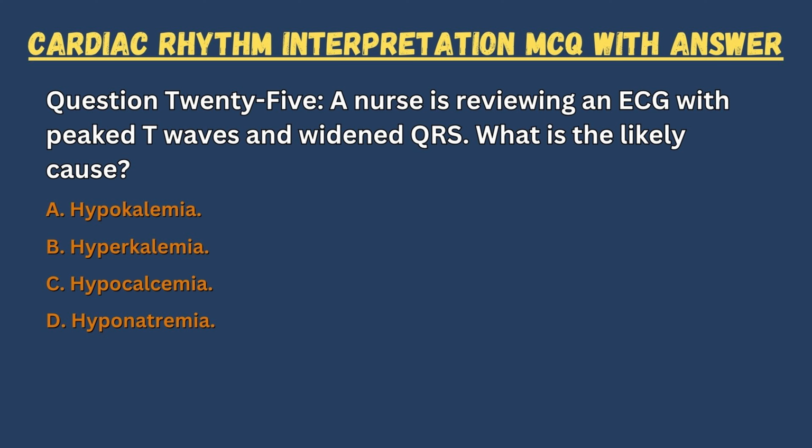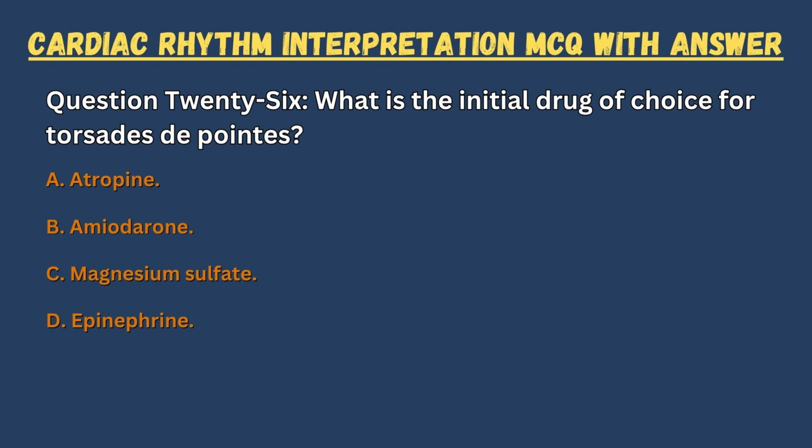Question 25. A nurse is reviewing an ECG with peaked T waves and widened QRS. What is the likely cause? A. Hypokalemia. B. Hyperkalemia. C. Hypocalcemia. D. Hyponatremia. Answer. B. Hyperkalemia.